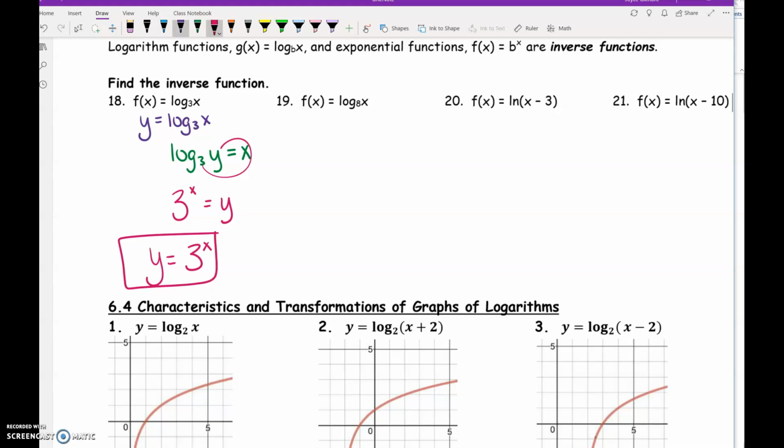Okay, let's try the inverse for number 19. Actually, follow those same steps. I want you to try number 19 on your own. So pause the video, try number 19 on your own.